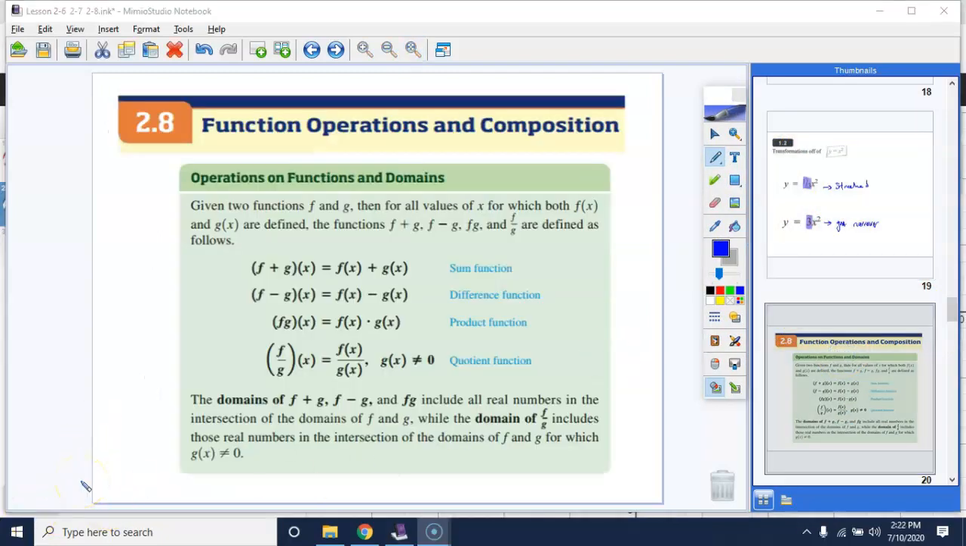So it's time to move on to the next topic, which is lesson 2.8, functions, operations, and composition. So first of all, on the first part of this lesson, we're gonna see how to add functions, how to subtract functions, how to multiply, and how to divide those functions. All right. Let me show you my first example.